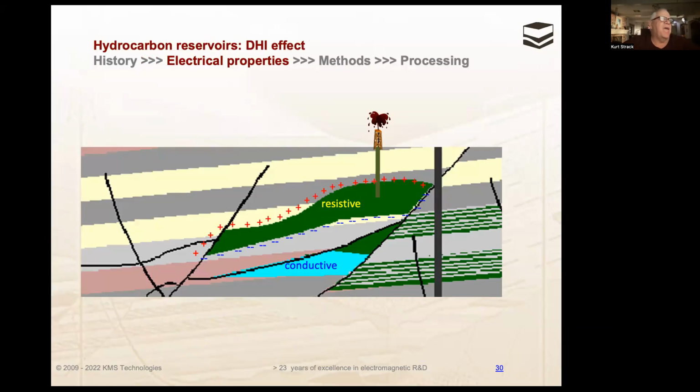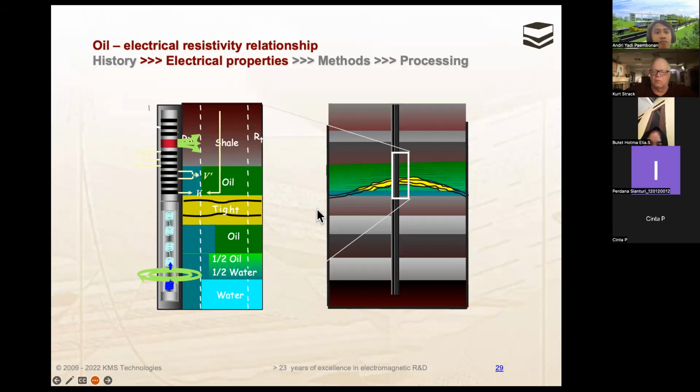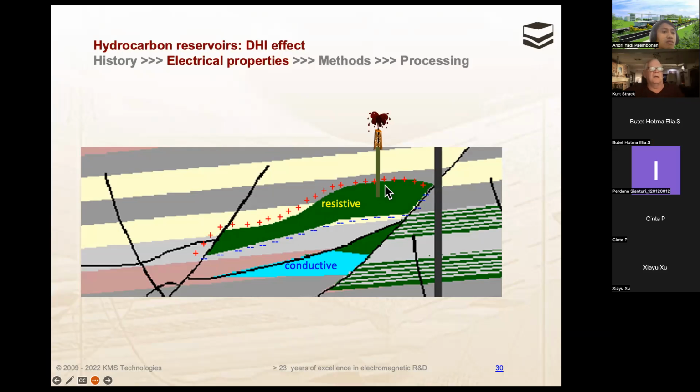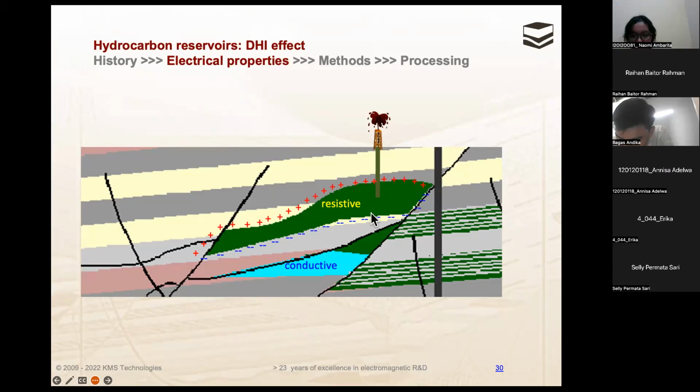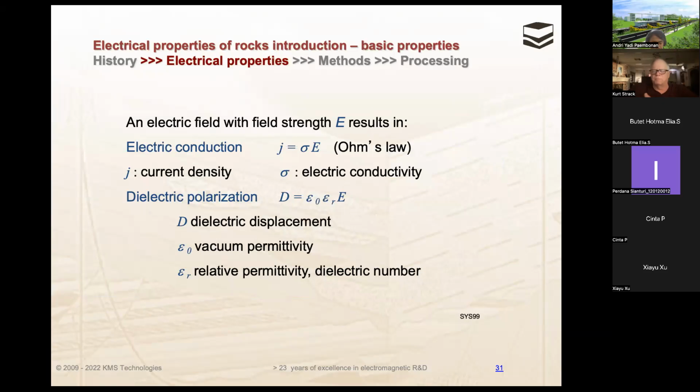Another effect that we have at thin resistive layers or hydrocarbon reservoirs is that we have charges accumulating at the high contrast boundaries. And this is known as a direct hydrocarbon effect, when we have an oil reservoir with charges at the boundaries. And there are various effects associated with these charges. But this is an anomaly that comes with a thin resistive layer that I will mention several times in the future.